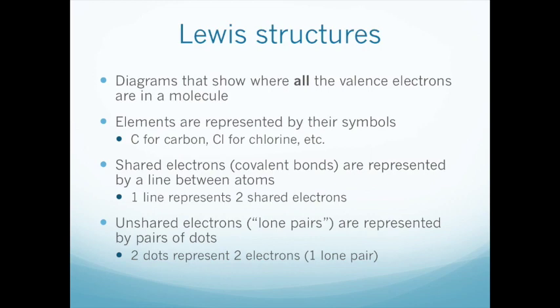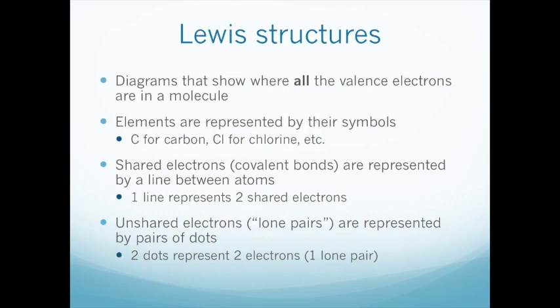Now, talking about electron configurations, it's easier to talk about them in terms of something called Lewis structures. Lewis structures are diagrams that show where all of the valence electrons are in a molecule. We start by representing elements by their chemical symbols from the periodic table, so C for carbon, Cl for chlorine, and it's onward and upward.